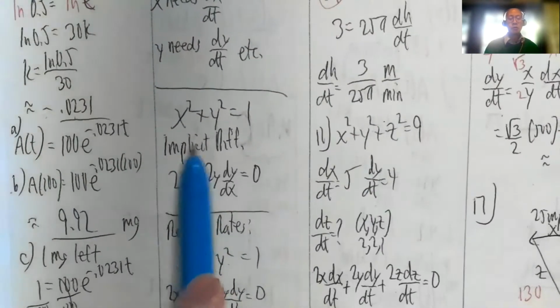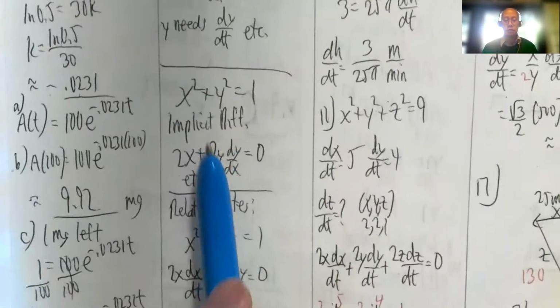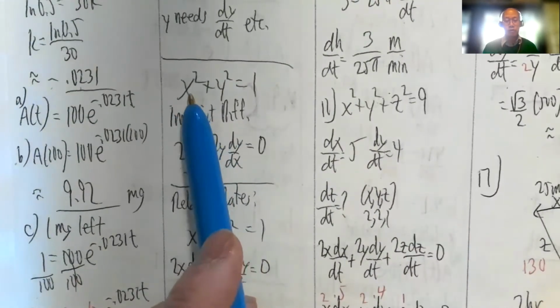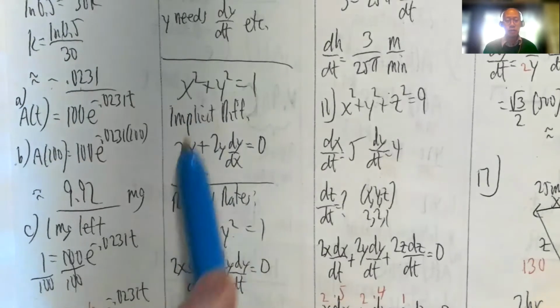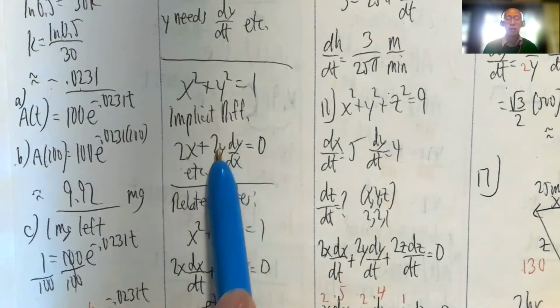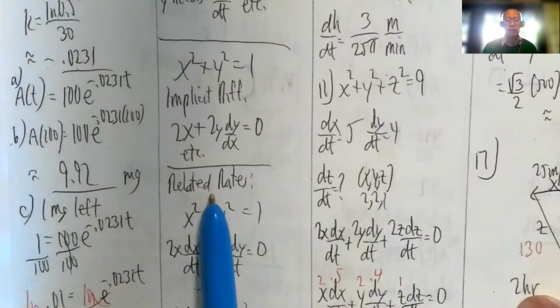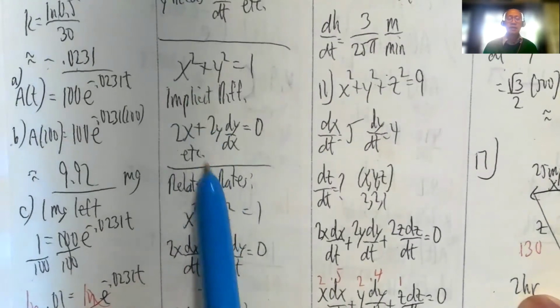So for example, x squared plus y squared equals 1. For implicit differentiation, you might recall if there's x involved, we just take the normal derivative, 2x. But y, assuming it's a function of x, we make it 2y dy dx equals 0, and so on. For related rates, every letter needs a d letter dt.